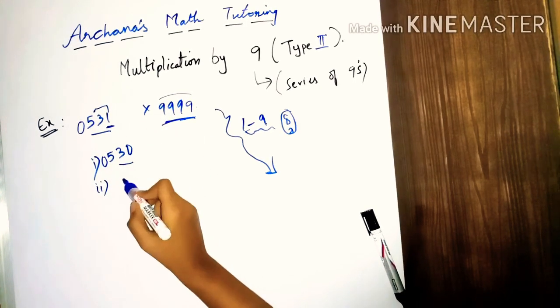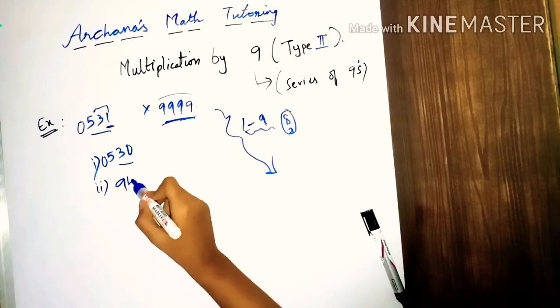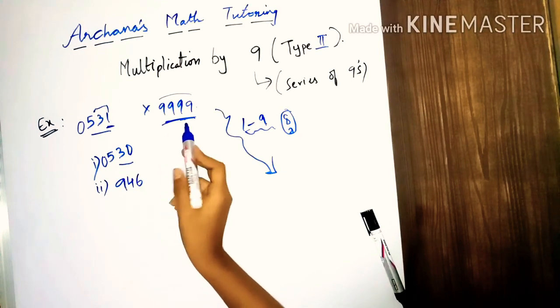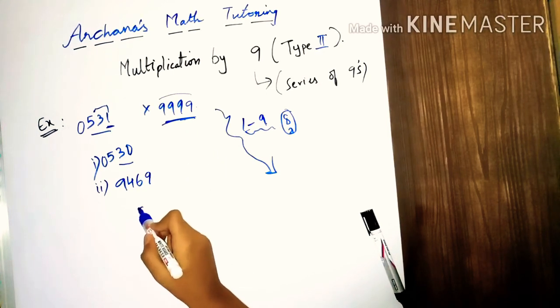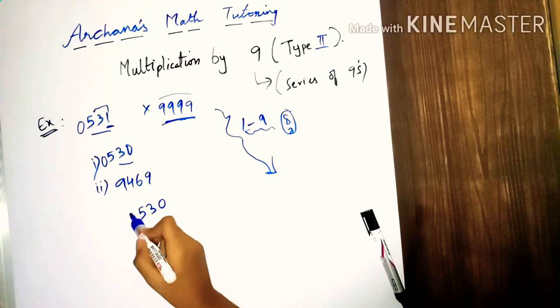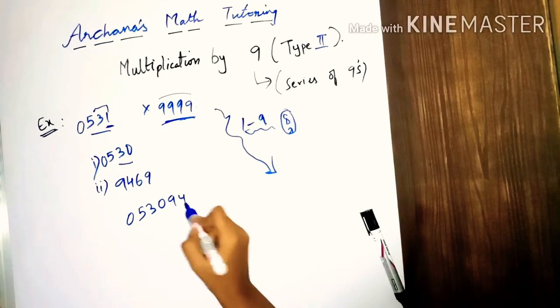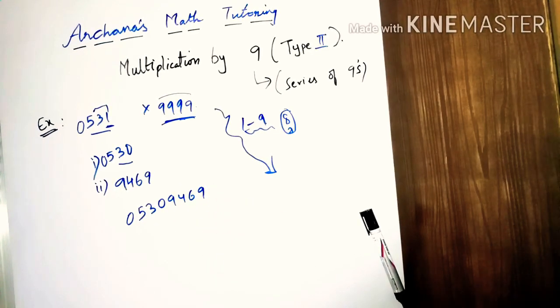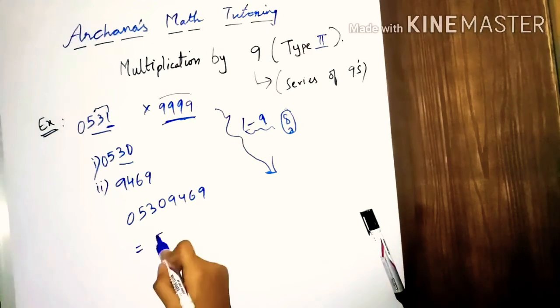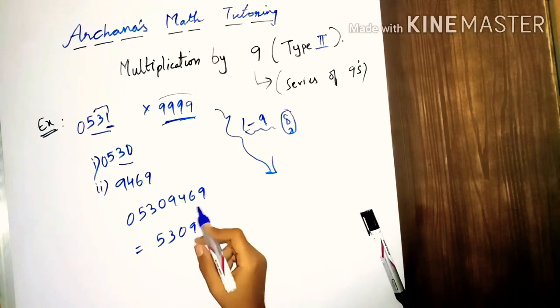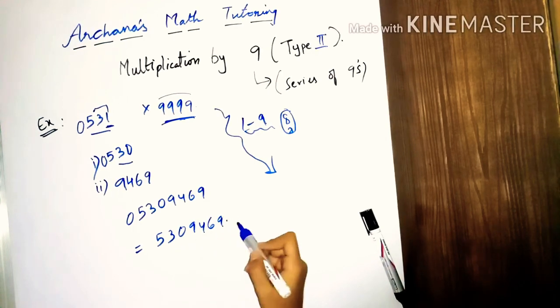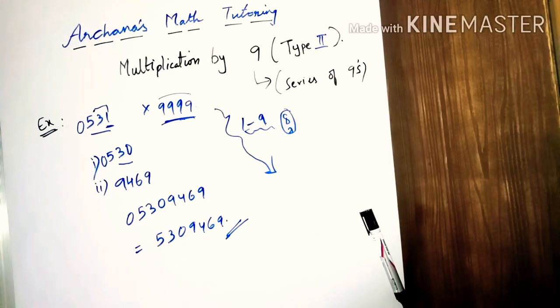9 minus 0 is 9. 9 minus 5 is 4. 9 minus 4 is 5, 9 minus 3 is 6 and 9 minus 0 is 9. So my answer would be 5 3 0. You can add a 0 here. 9 4 6 9. Write it as 5 3 0 9 4 6 9. So this is my answer. You can remove the 0 now.